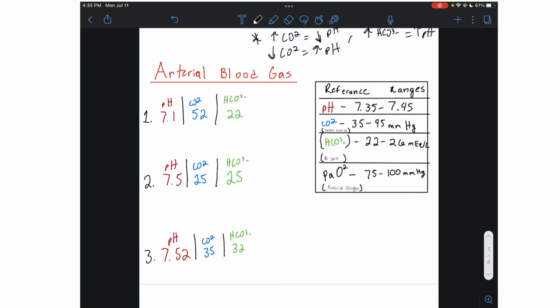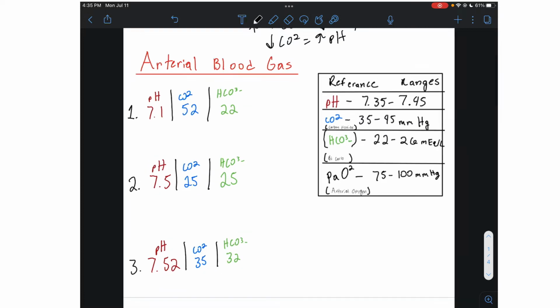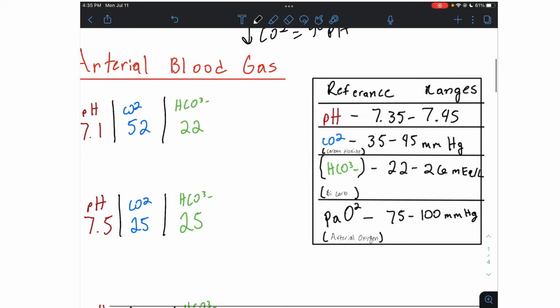So first, let's jump into the reference ranges, right? This is something that you're just going to have to memorize.